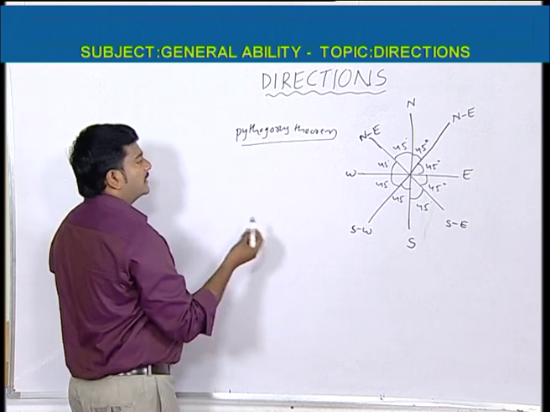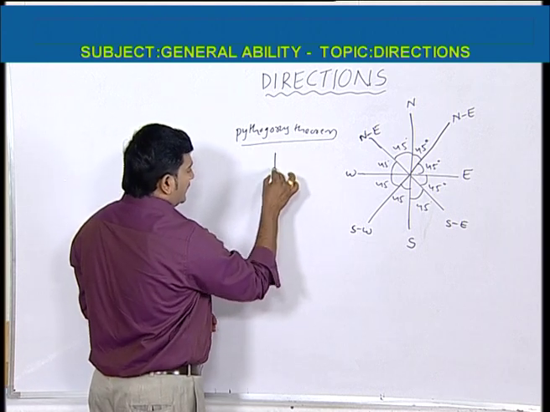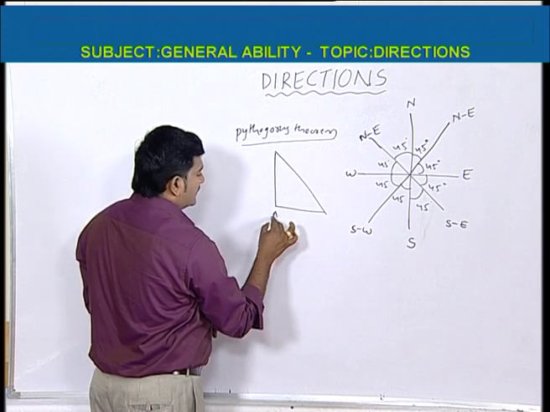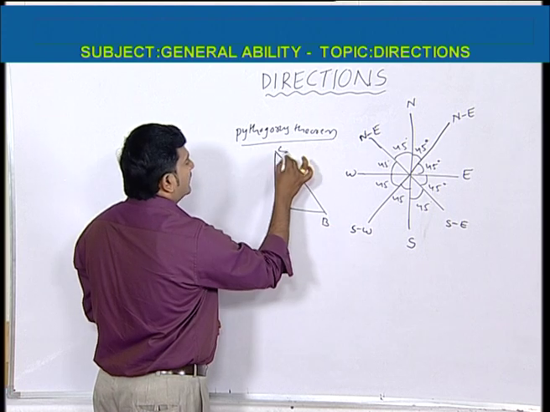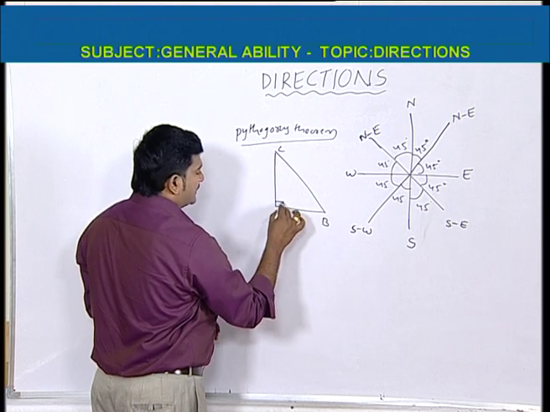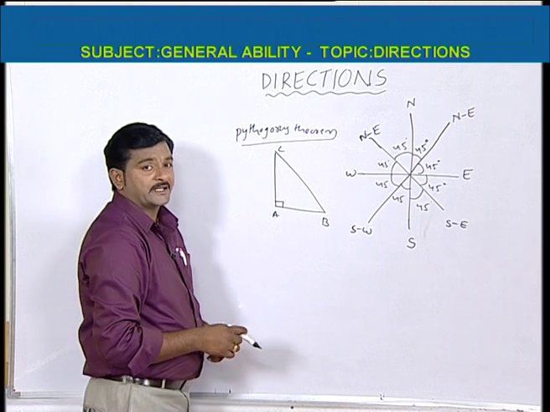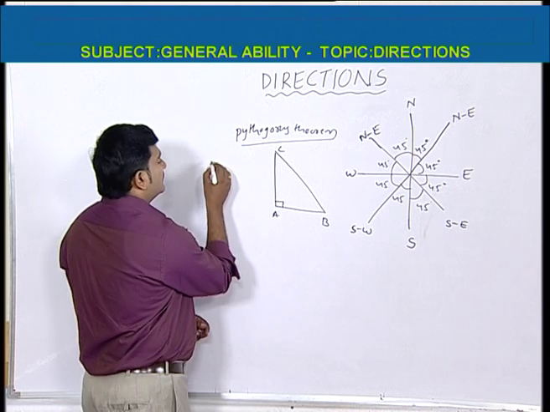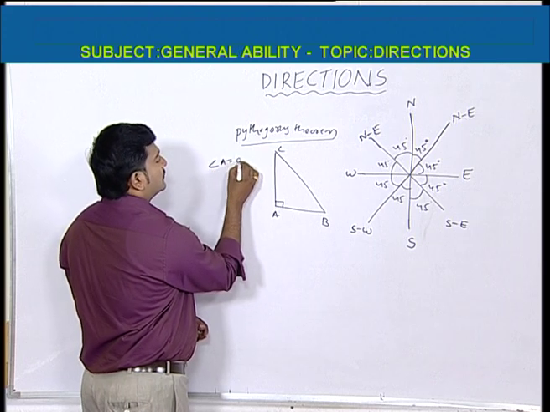Pythagoras theorem or Baudhayana theorem. So let's say I am taking one right angle triangle. Let's say ABC is the right angle triangle and the right angle is at capital A. So what does it mean? Here angle A is equal to 90 degrees.